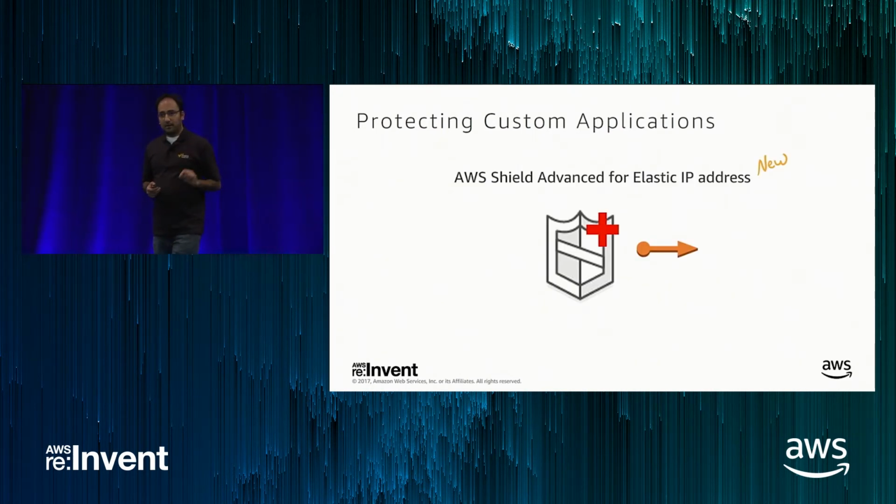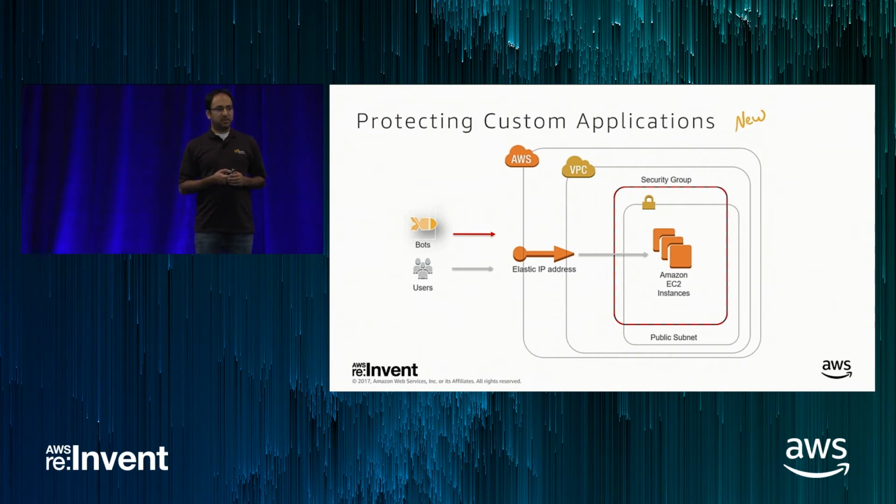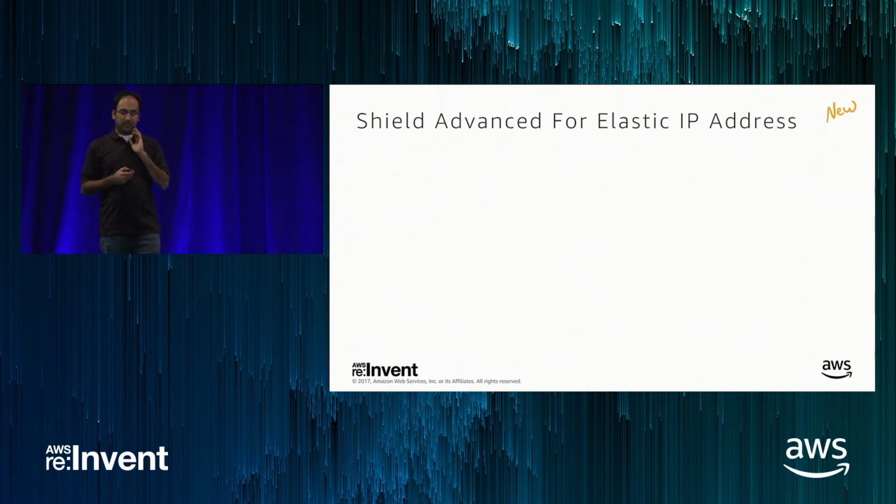Now, in addition to that, last week, we launched Shield Advanced for elastic IP addresses. Until now, Shield Advanced was available on CloudFront or ELBs or Route 53, which, as I said earlier, is primarily for web applications. Now you have Shield Advanced for elastic IP addresses. This means you can enable advanced protection on an EIP, which can be attached to an EC2 instance. So the architecture looks pretty simple. You have an EIP attached to an EC2 instance, and simply enable Shield Advanced on it.